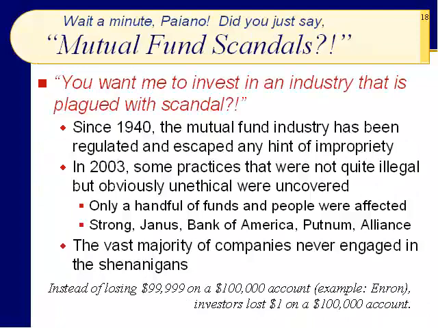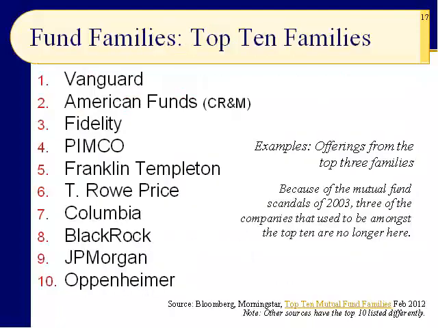Slide number 18. Oops. I'm sorry. Let's go back. I goofed. Because of the mutual fund scandals of 2003, 3 of the companies that used to be amongst the top 10 are no longer here. Putnam, Alliance, both excellent companies. And who was the third? Oh, Janus, yeah. I'm not a big fan of Janus, but that doesn't mean they don't have good funds. But they're gone. They're out of the top 10.